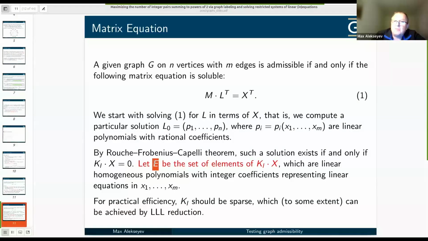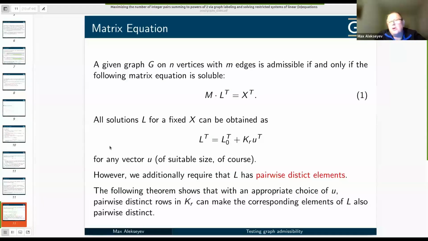Furthermore, from practical considerations, it would be helpful if K sub L is sparse. We can achieve it to a certain extent if we use LLL reduction. I'm not going into details about this reduction. This is just kind of a practical thing. However, it doesn't affect the exposition of the algorithm.